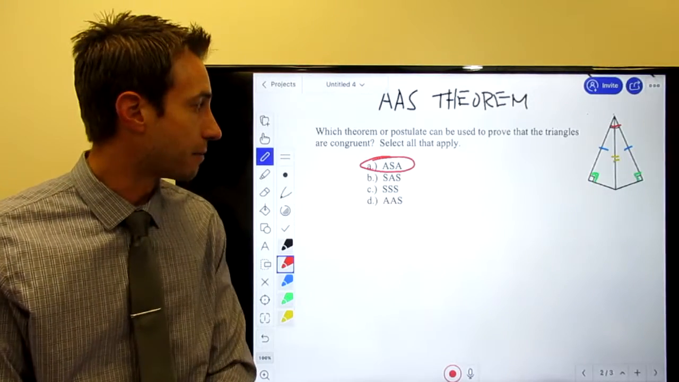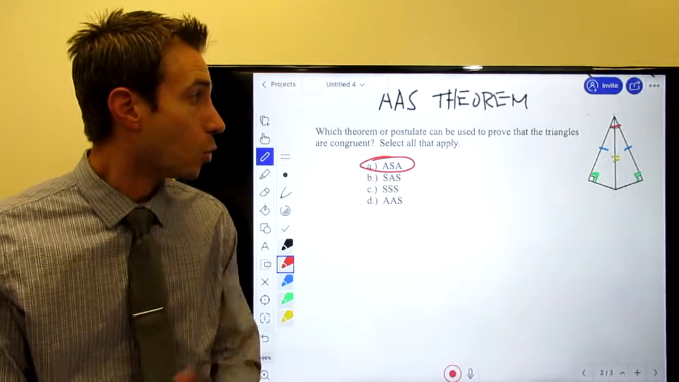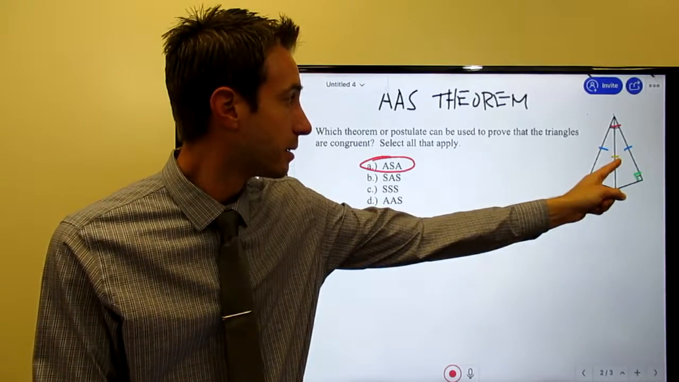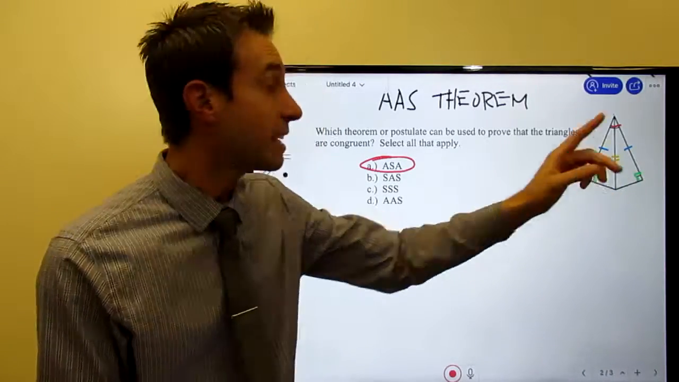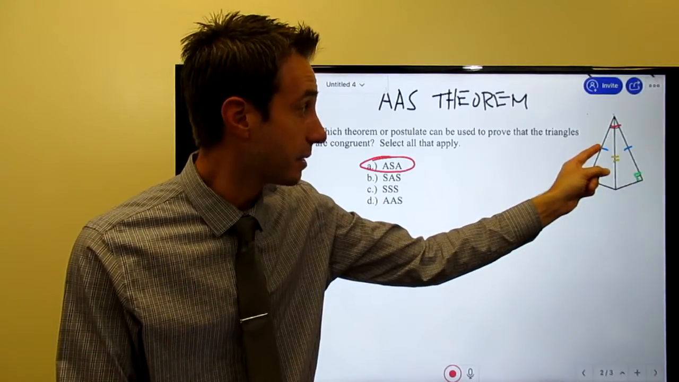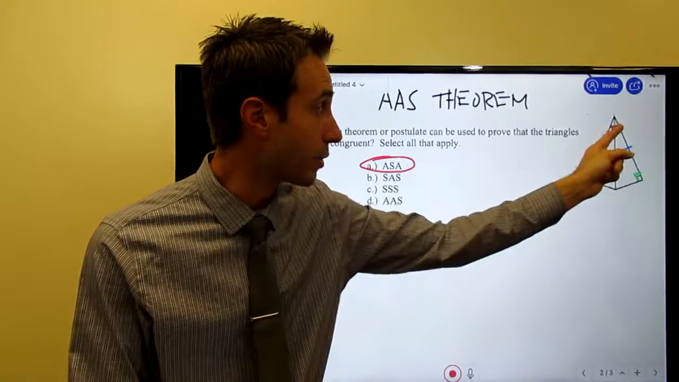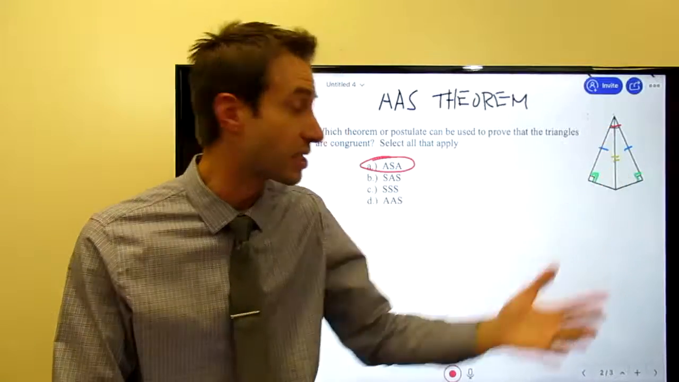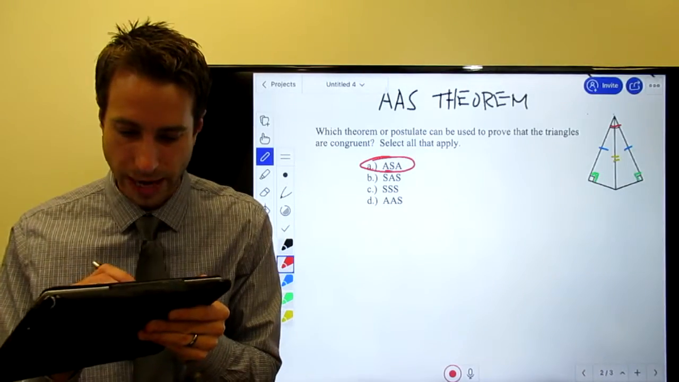But what else do I have? Well, look, I have side, actually, what do I have? Yes, side, angle, side, right? I know that these two sides are congruent. I know that these two angles, and then of course these sides, so that's side, angle, side. So that one works, side, angle, side, absolutely.